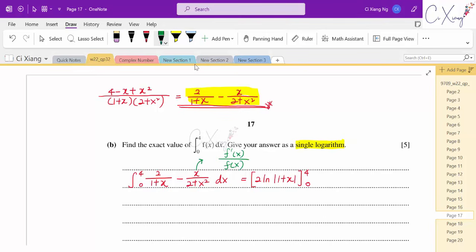If I try to differentiate 2 plus x squared, this is f(x), and then f prime x will be 2x. That means my numerator should have 2x on top. But since now I only have x, I can adjust my expression by multiplying a 2 inside. But of course, at the same time, I need to divide another 2 so that they balance each other. When I write it out in the proper step, it will look something like this.